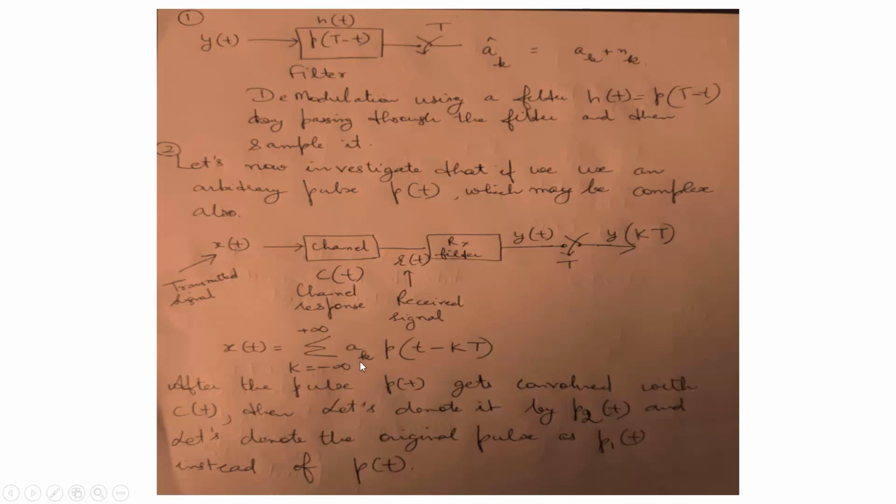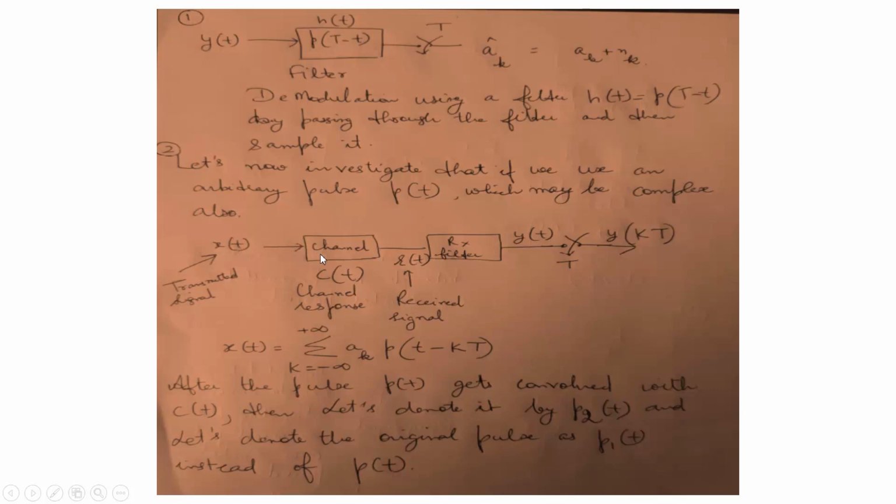a_k are the amplitudes, with pulses p(t minus kT), k going from minus infinity to infinity. This actually defines the transmitted signal x(t). x(t) is transmitted and passes through the channel. Let us say the channel impulse response is c(t). Then with this impulse response, the transmitted signal will be affected, so we can model the channel as a channel impulse response. So let's say c(t) is the channel impulse response.